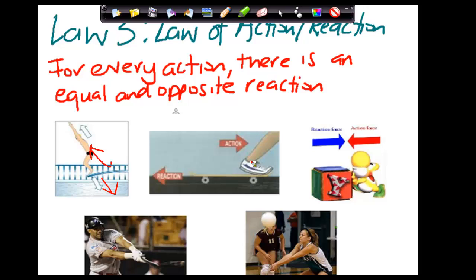Next one here. If this was a wall, the action is he's pushing against that wall, and the reaction force is the wall pushing back against him. With the baseballer, the action is the bat hitting the ball, and the reaction is the ball flying through the air. And with the volleyball dig, the action is a person hitting the ball, and the reaction is the ball flying off the female's arms.